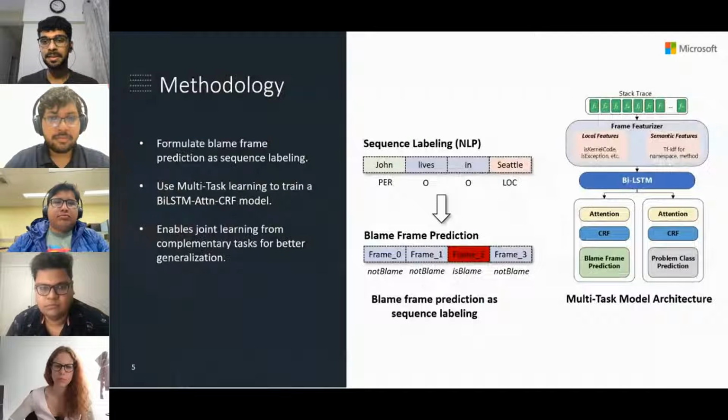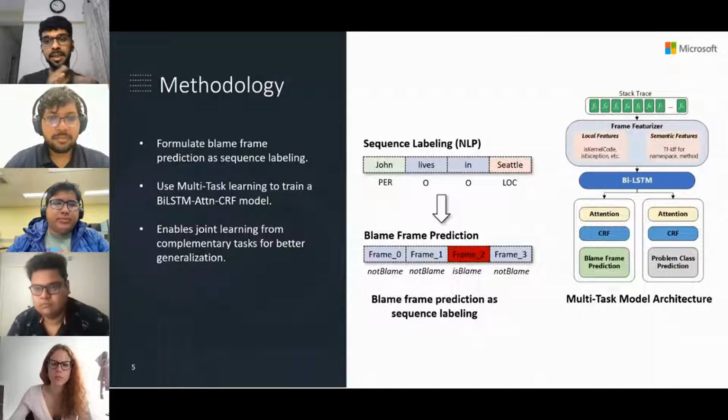Based on these insights from our empirical study, we take inspiration from natural language processing and formulate our problem of blame frame prediction as a sequence prediction task.